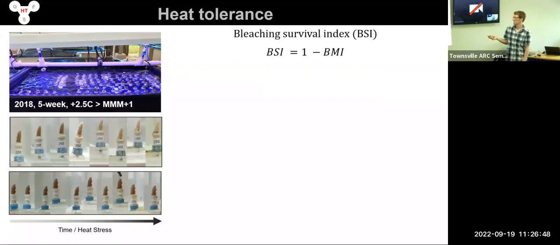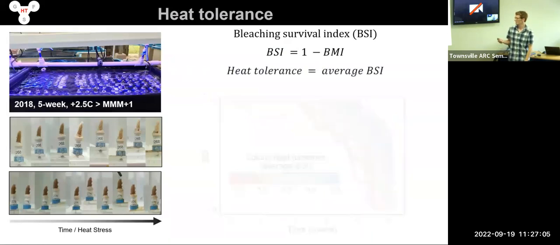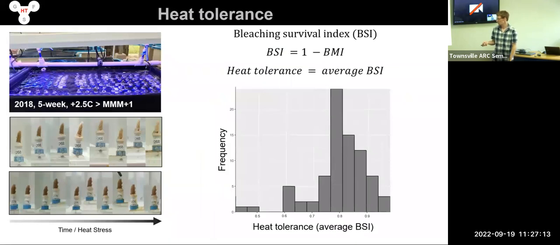Basically, we just did this so that a value of one relates to a healthy coral rather than a dead coral. So in this case, you see that as the heat stress progressed, each line here is a colony, you see that there's a reduction in this bleaching survival index. And then we consider heat tolerance in this study to be the average BSI through time. And there's quite a broad variability, again, as we also found in that other study.